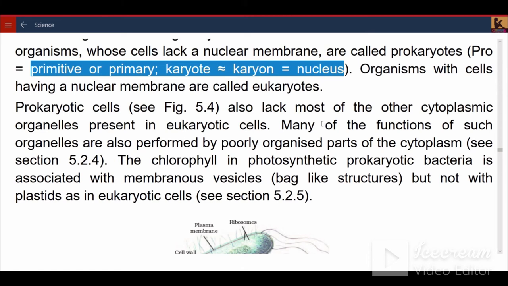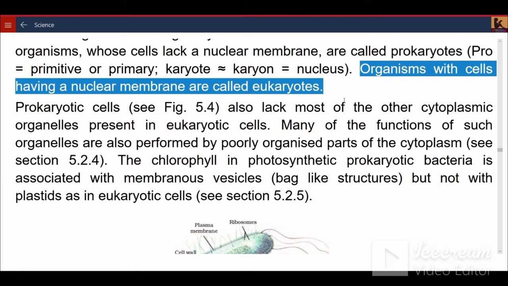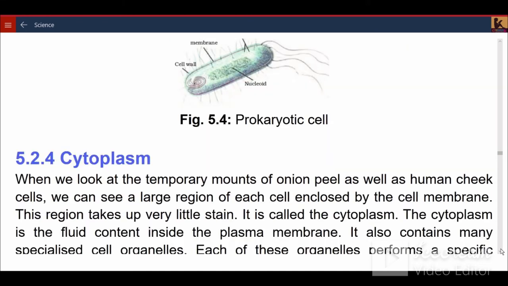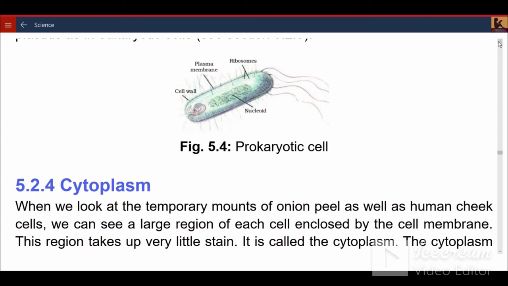Pro means primitive, nucleus. Organisms with cells having a nuclear membrane are called eukaryotes. So we are the organisms which are called eukaryotes. Our cell is well developed. It has a nucleus with a nuclear membrane, and there are certain unicellular organisms, bacteria and many others, which do not have well developed nuclear membranes. They are known as nucleoid. They have a nucleoid instead of a nucleus, and that is why they are called prokaryotes. Here you can see an example of a prokaryote.